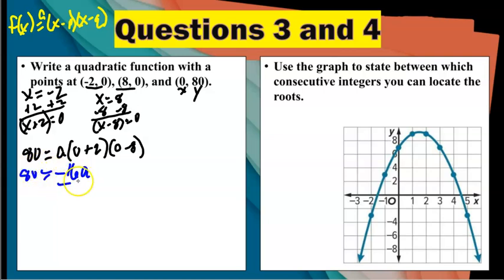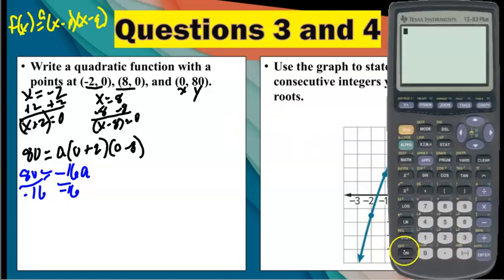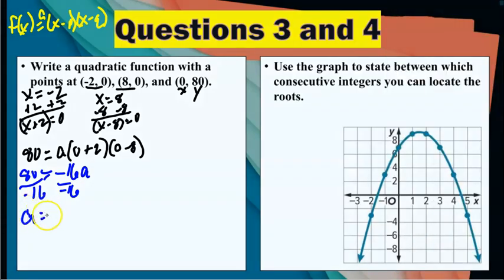To get a by itself, I'm going to divide by -16. And if I grab my calculator, we'll do 80 divided by -16, and we get -5. So our a is going to be -5. So we have everything we need for our equation. So our equation would be f of x equaling -5 times parentheses x plus 2 times x minus 8.